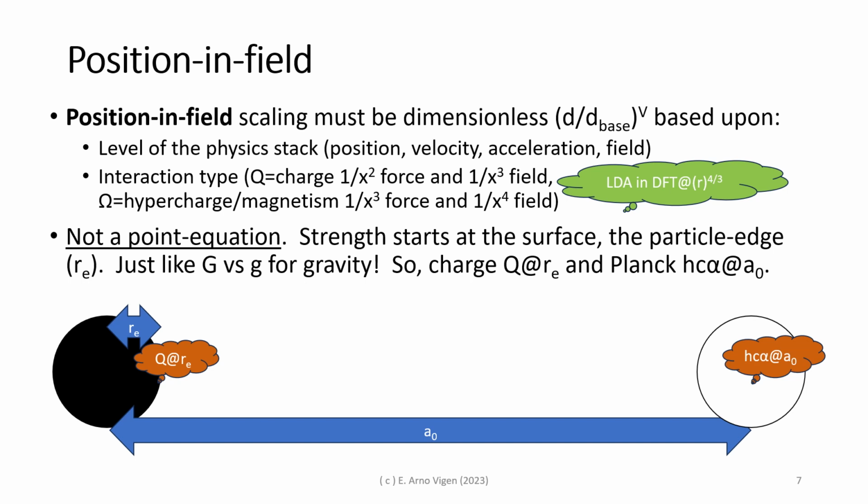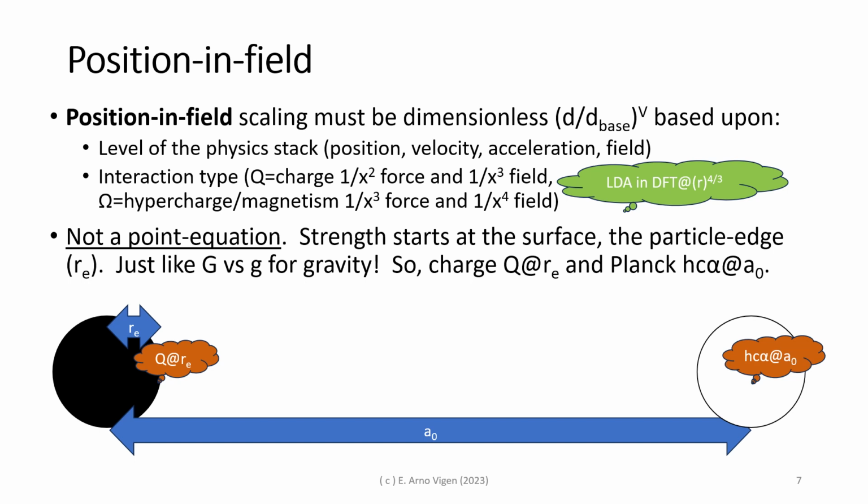So how does this position and field work? In reality, I've said that the maximum strength of all fields is at the particle edge, R sub E. It's going to get every bit of strength that it can, and now once it's left the particle, it must be continuous from R sub E to infinity.